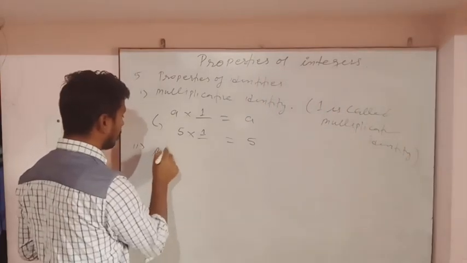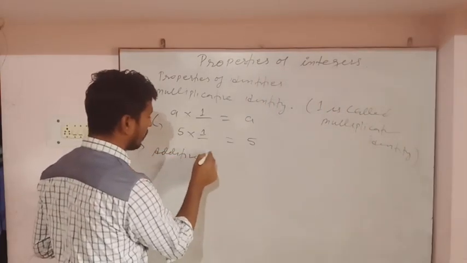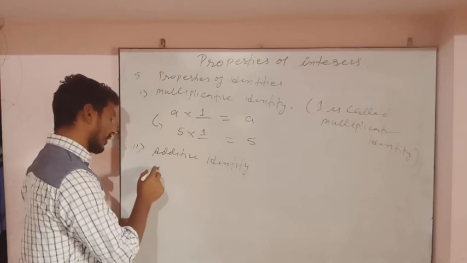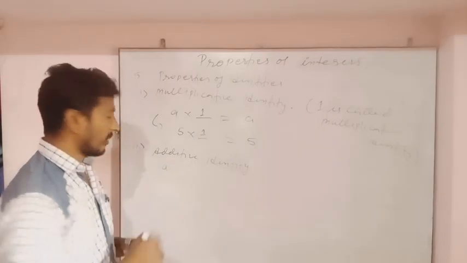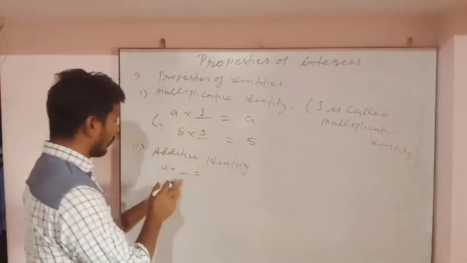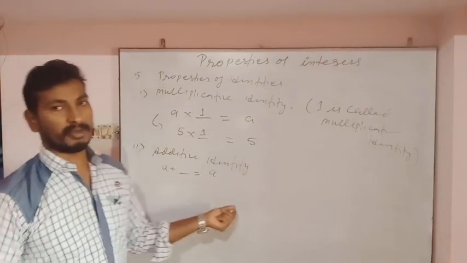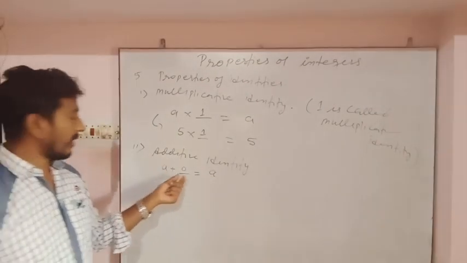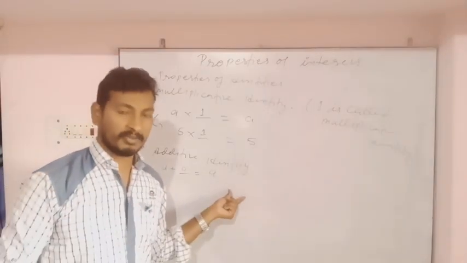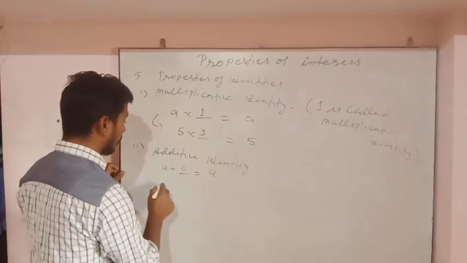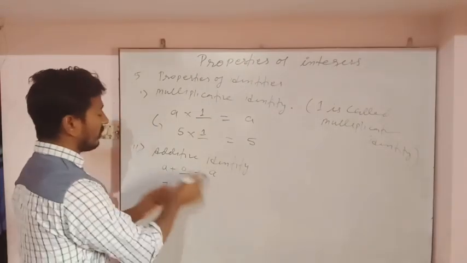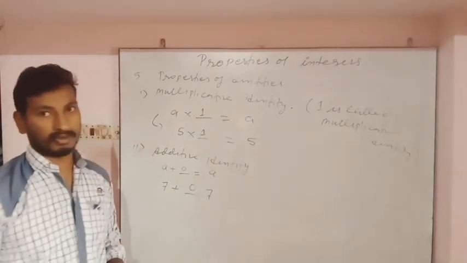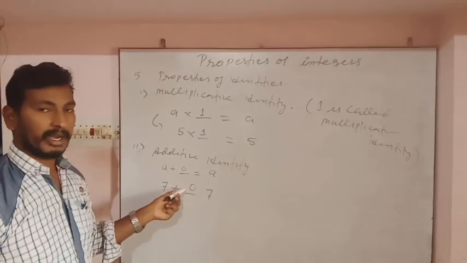Now last is additive identity. Now again we take A as an integer, and by what number should you add to A so that the integer will not change, means A will come? So by what number should you add it? So A, and if we add 0, then the same integer will come. For example, you are given 7 and you are asked to add any integer to the 7 so that the integer will not change. Then you add 0. So this is all about additive identity.